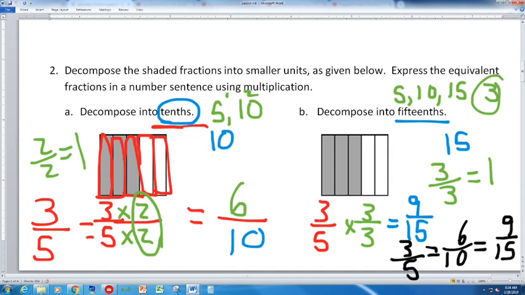Hopefully this brings some clarity to you, and I hope equivalent fractions are getting a little bit easier for your student to understand. The biggest part is knowing that we're multiplying by 1, so our fractions are remaining the same, which makes them equal to each other, which makes them equivalent.